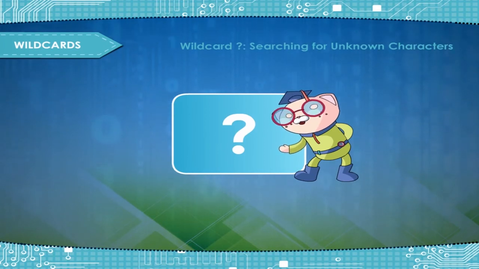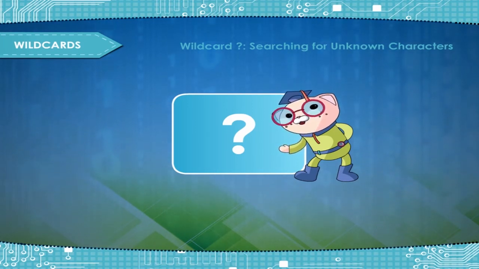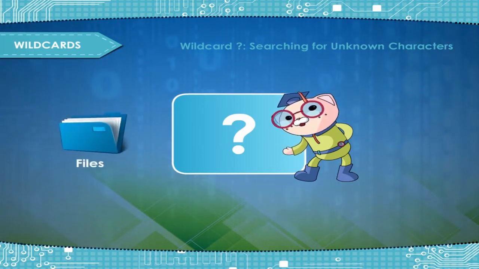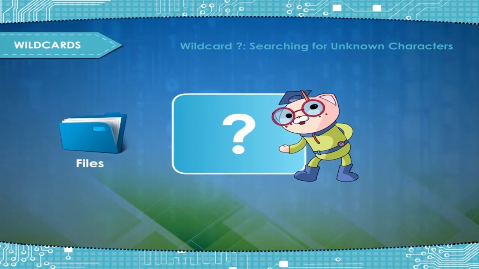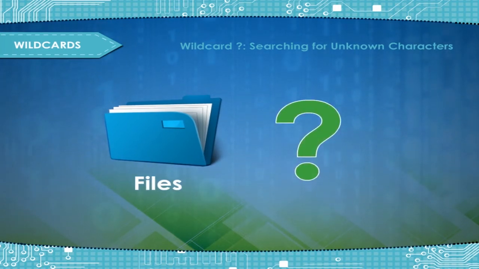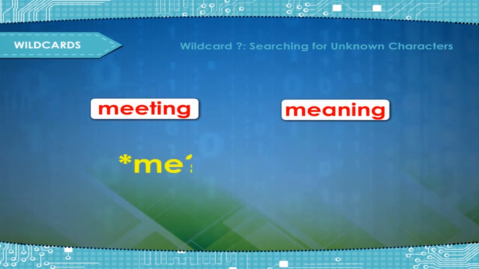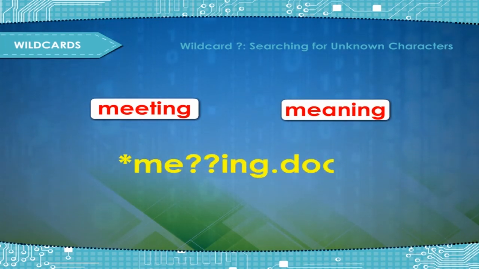Wildcard ? Searching for unknown characters. Simply, the wildcard ? lets you replace it for any character in a search. This means that if you are looking for a file and you are not sure how it is spelled, you can simply substitute ? for the characters you don't know. For example, if you have confusion whether it is meeting or meaning, you can try a wildcard search for *me?ing.docs.